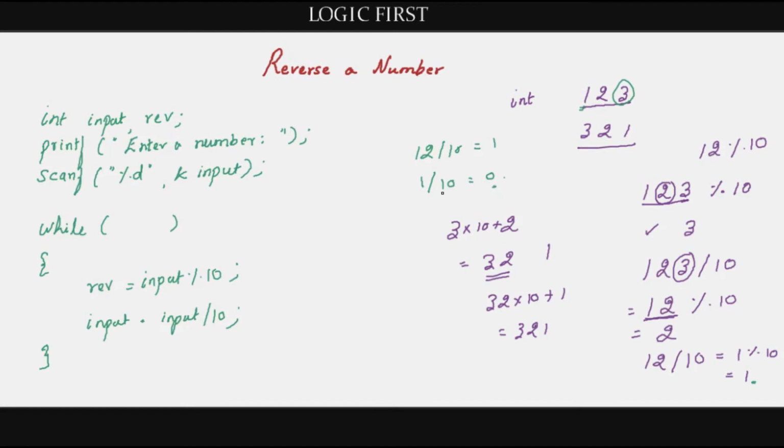We are dividing the input by 10 and storing it in input itself, right? So we just have to run the loop as long as the input is greater than 0. If it becomes 0, then there are no more digits. So as long as the input is greater than 0, we can run the loop.